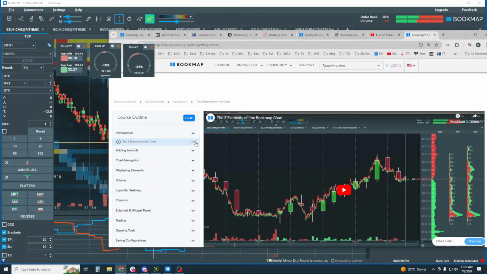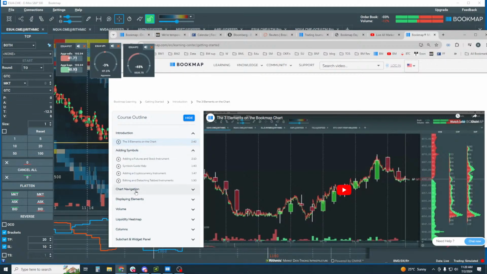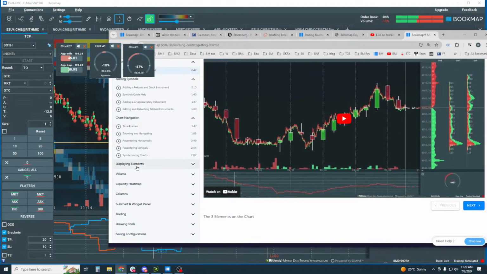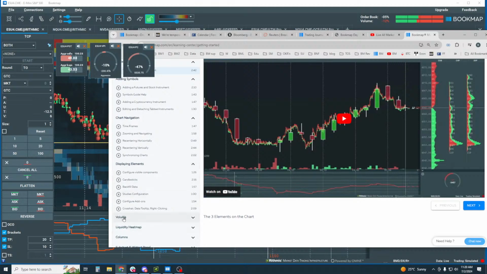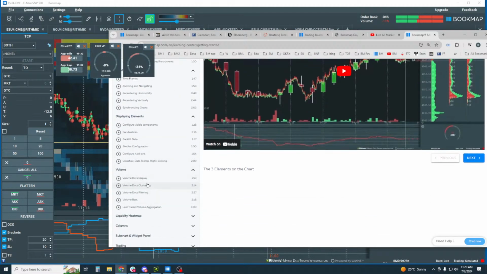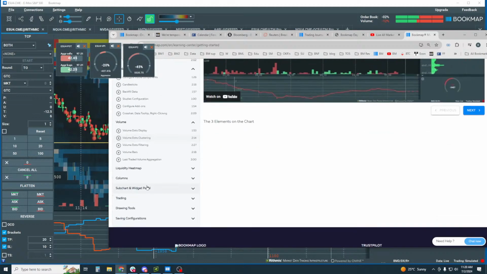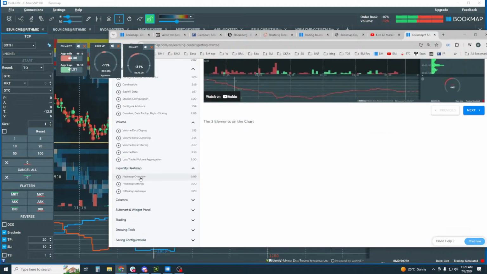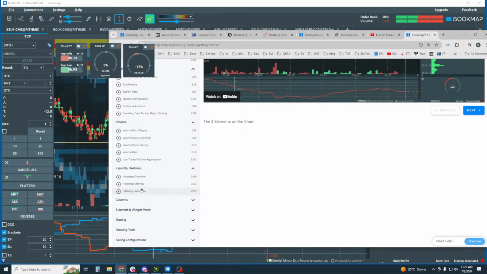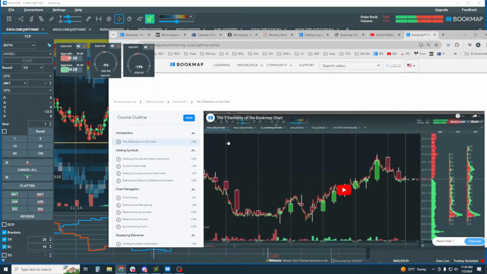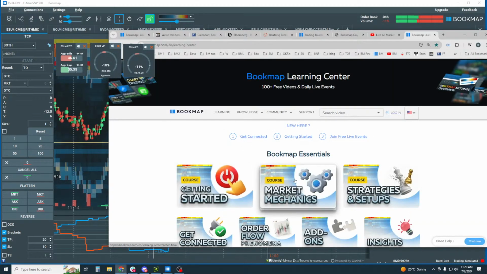There's a video here that's 2.5 minutes basically. Here, how to add symbols, how to navigate around the Bookmap chart, displaying elements. What about the volume dots? You can filter the volume, the clustering, and the dots. And then the liquidity heat map. There's all sorts of different filtering and settings in here as well. So this should answer a lot of questions for you. And that is the getting started course here.